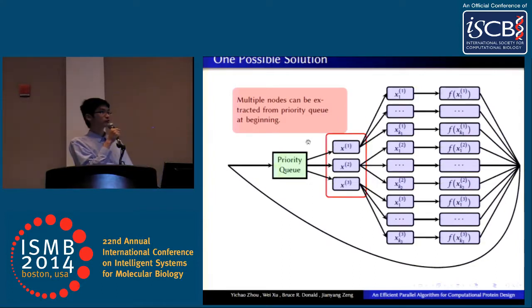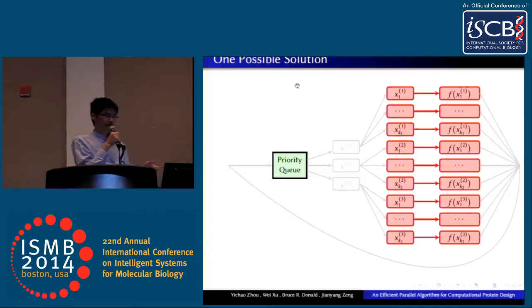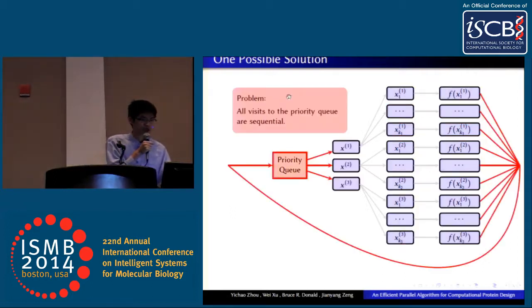One possible solution for this algorithm is that we may extract multiple nodes from the priority queue. By doing this, we will have more nodes waiting for the computation of a heuristic function value, thus directly increasing the degree of parallelism. However, problems still exist. This time, the bottleneck of the whole algorithm becomes the priority queue.